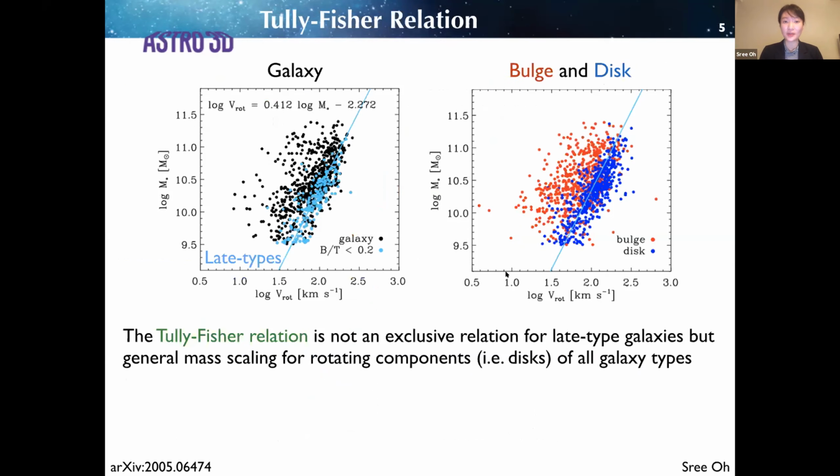The Tully-Fisher relation shows a mass scaling of rotation for late-type galaxies. However, if we plot all types of galaxies in the Tully-Fisher plane, we find the largest scatter, especially for the early-type galaxies, which mostly depart from the fiducial Tully-Fisher relation for late-type galaxies. In the right panel, I decomposed the bulge and the disk rotation, and as you can see, the disk component follows the fiducial Tully-Fisher relation for late-type galaxies. Therefore, the Tully-Fisher relation is not an exclusive relation for late-type galaxies, but a general mass scaling for rotating components of all galaxy types.